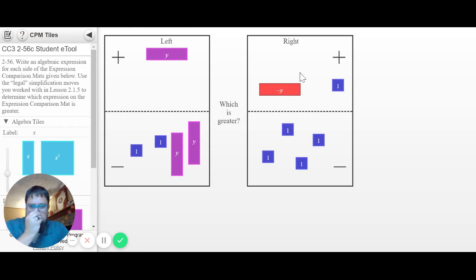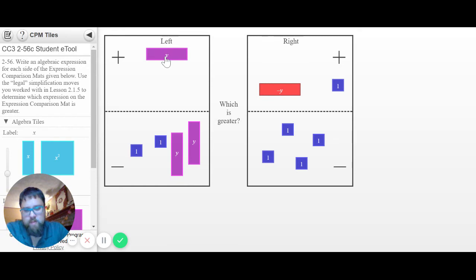Okay, kind of looking around here. I don't see any more zero pairs up here. I'm going to look down here. No zero pairs. That's just -4. That's -2y. The one sneaky zero pair that a lot of people will miss is that there is actually one more zero pair on this left side.